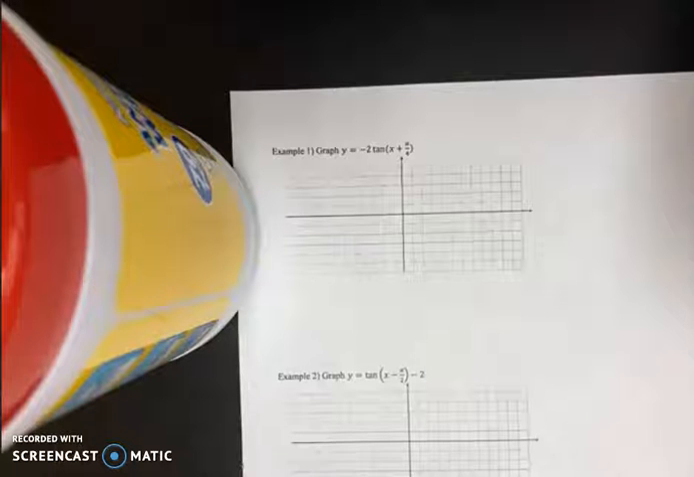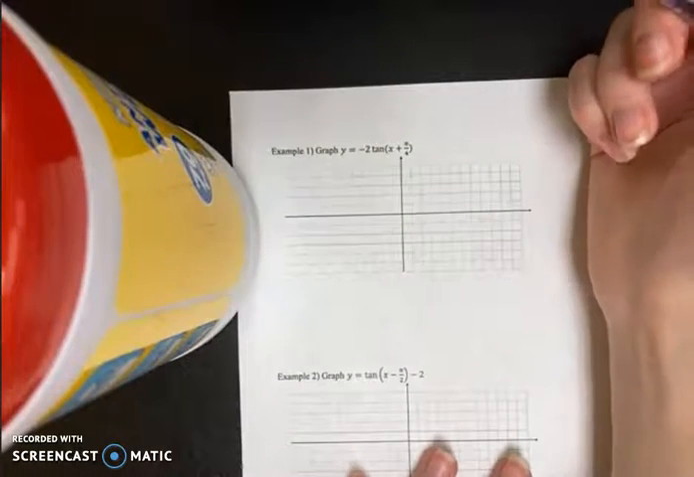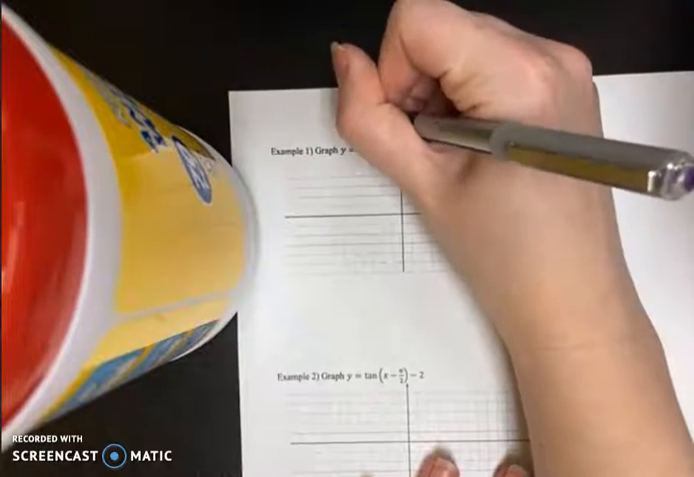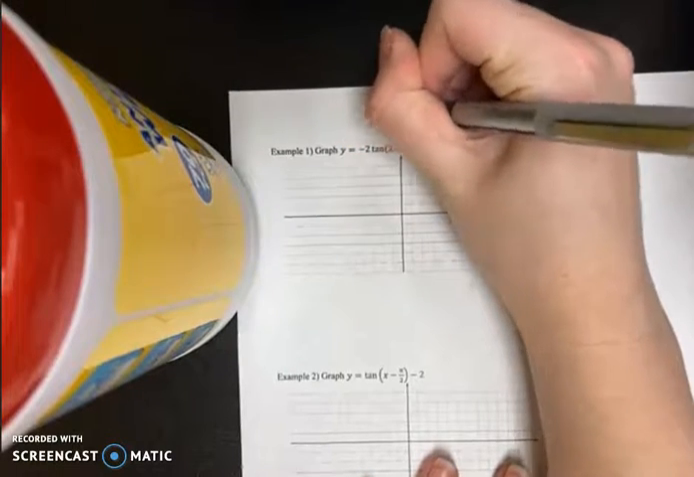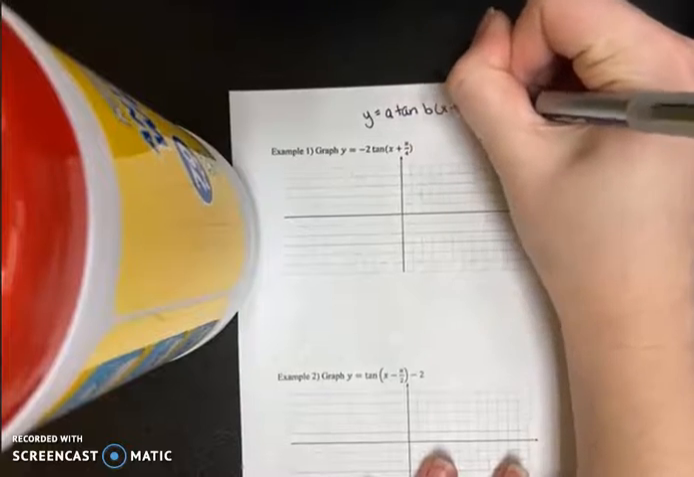For these next two examples, I want to show you how we would graph tangent with transformations, because all you've seen so far is the parent function of tangent, which we will refer to a couple of times. When we're graphing tangent, it's actually pretty similar to what we did for sine and cosine. So the general equation is y equals a tangent b(x minus h) plus k.